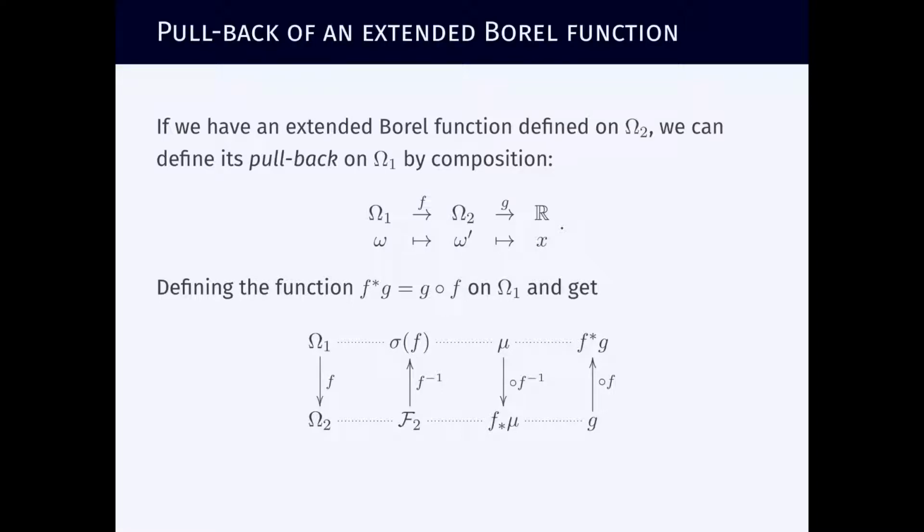So suppose we have a map that takes points from omega 1 to points of omega 2, and on omega 2 we define a Borel function g. Then in this case we can define a function on omega 1 by simply taking the composition. So we can define a Borel function on omega 1 that simply assigns to each little omega the value of g of f of that omega.